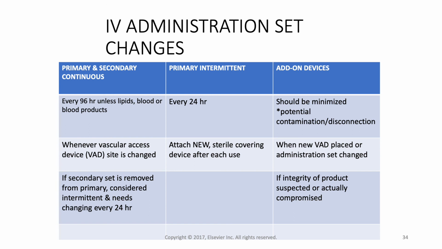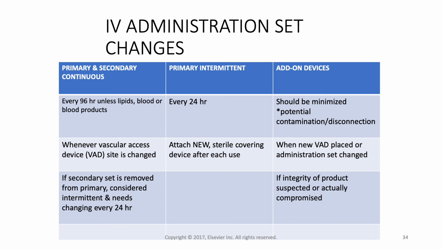So now we'll look at the recommendations for when to change IV tubing. If the tubing is a primary and/or secondary continuous, meaning that the patient is not disconnected from the tubing, it's always connected to the patient, we would change that tubing every 96 hours, unless the patient's receiving lipids or blood products. We would also change that type of tubing whenever the vascular access device or the IV site is changed. Change the IV site, you change everything, tubing as well.